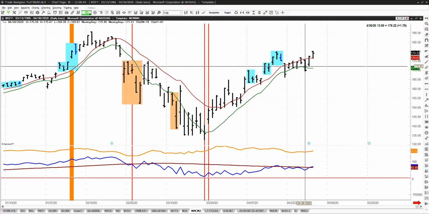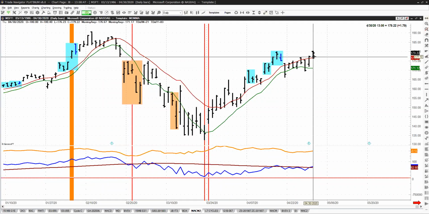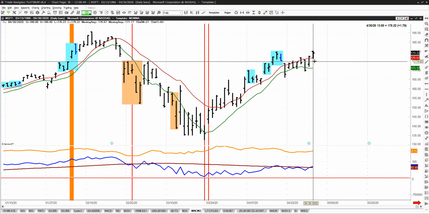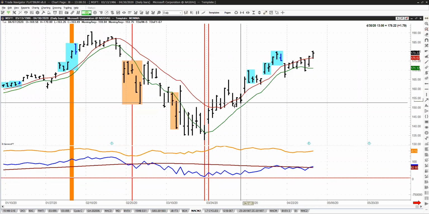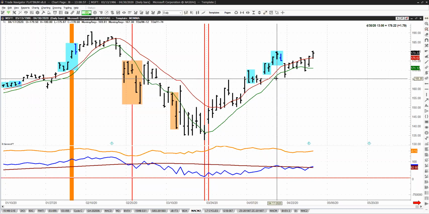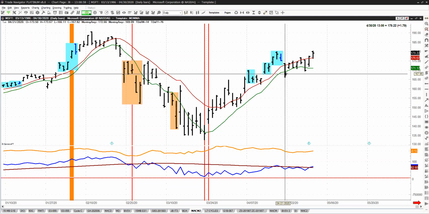Very bullish indication. When the channel opens wide like this, that usually precedes a push to the upside. So for example, when we opened the channel very wide over here, we got that big push to the upside. When the channel narrows, we tend to react to the downside. So Microsoft, still in a bullish trend, no change in that.